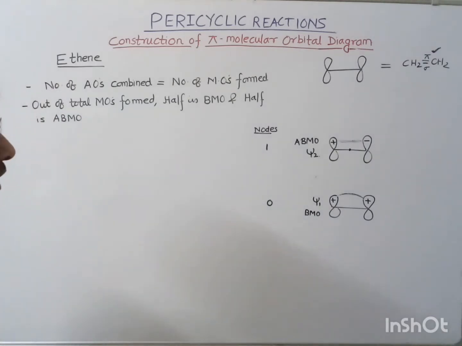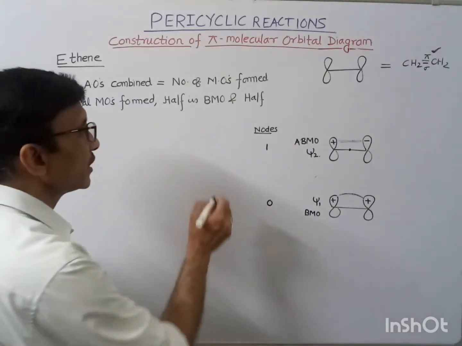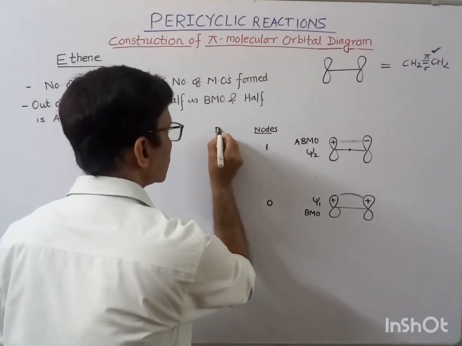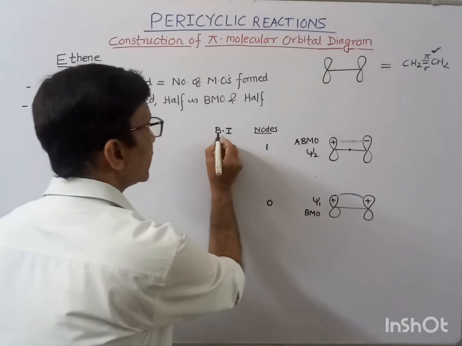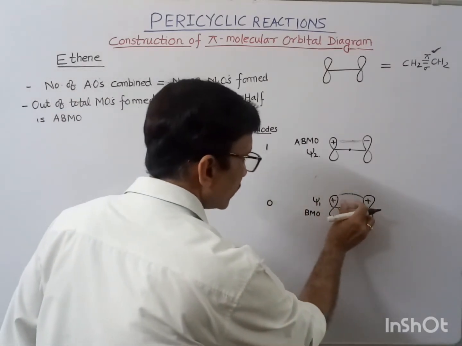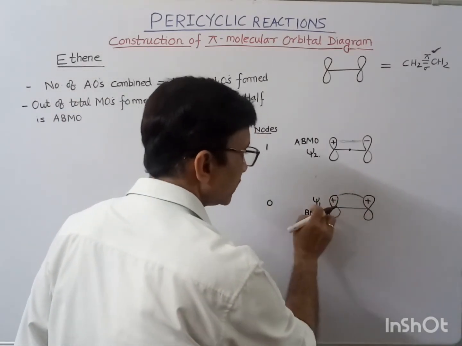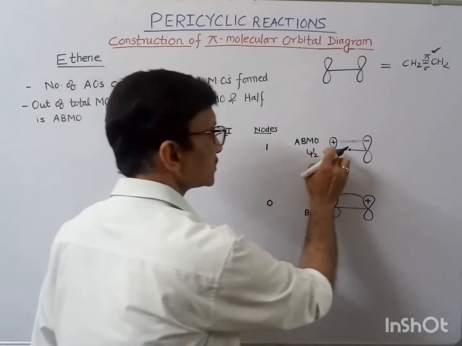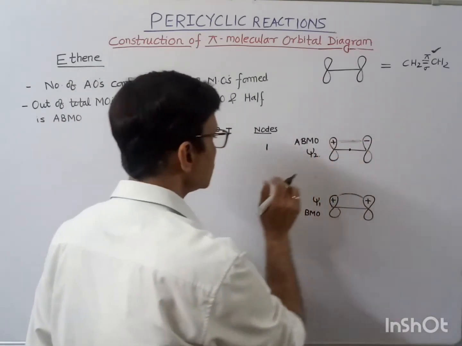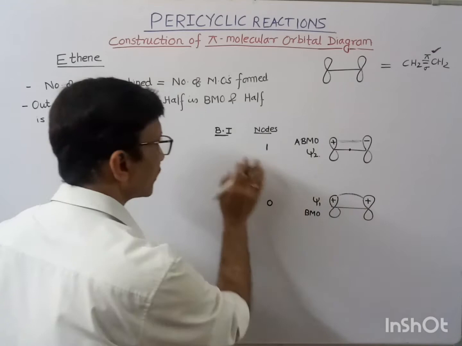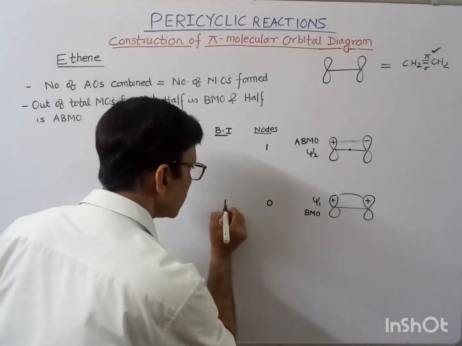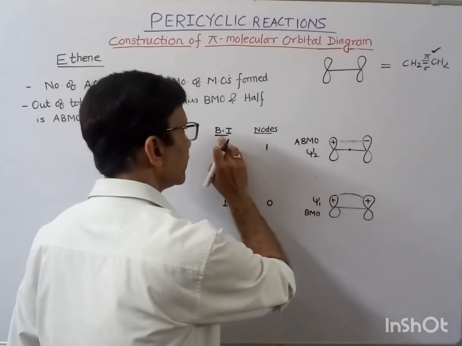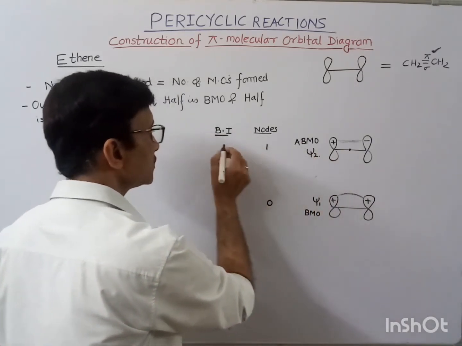Now let's see the other things. How many bonding interactions are there? If I see, this is the bonding interaction. So here there is one bonding interaction in psi1, whereas the bonding interaction in case of psi2 is 0.